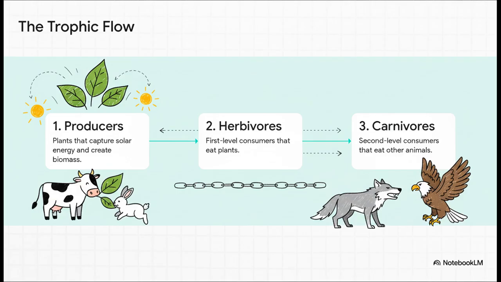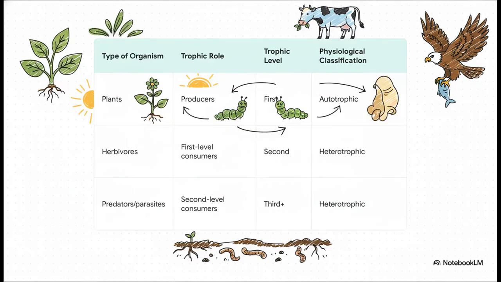Simple enough, right? Now this table gives us the formal breakdown for these roles. Take a look at that first row. Plants are the producers, and they're at the first trophic level. Their physiological classification is autotrophic, which is a fancy way of saying they produce their own food. Now check out the rows below. Herbivores, predators, they're all classified as heterotrophic, meaning they have to eat other organisms to get their energy. This table just gives us the precise scientific language we need to talk about all these different roles.